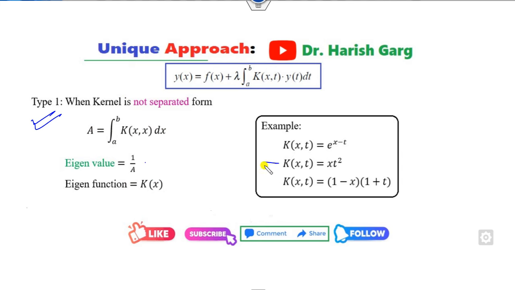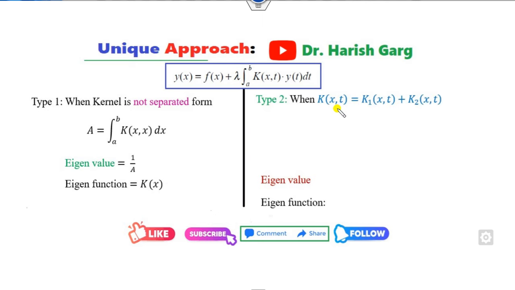For example, if you have this function, what is the eigenfunction? x. How can you find the a? You can see from a to b, x times x, what is that? x cube. Now you can integrate them. Whatever the answer of this is, you will get the right answer of this problem. That is 3 over b cube minus a.